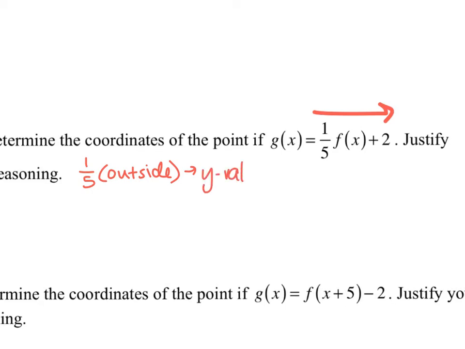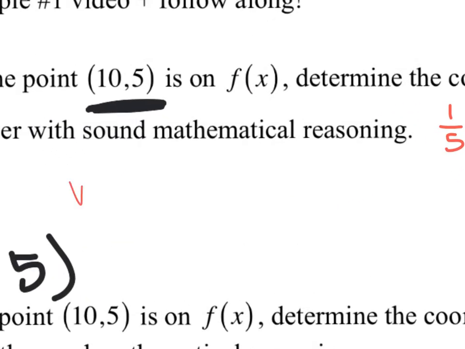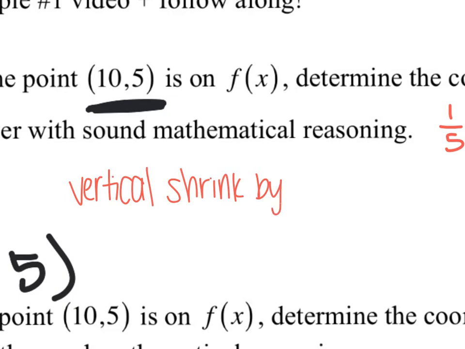Okay. And then I have to think, am I adding, subtracting, or multiplying this? Well, if I write something right in front, just like if I wrote 3y, it's multiplication. This is literally almost saying the same thing. So the y value, I'm going to multiply by 1/5. So if I multiply anything by 1/5, it's going to get smaller. So we call that a vertical shrink by 1/5.